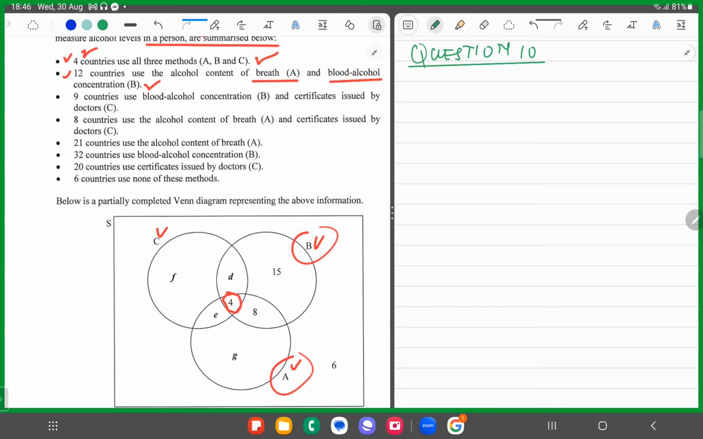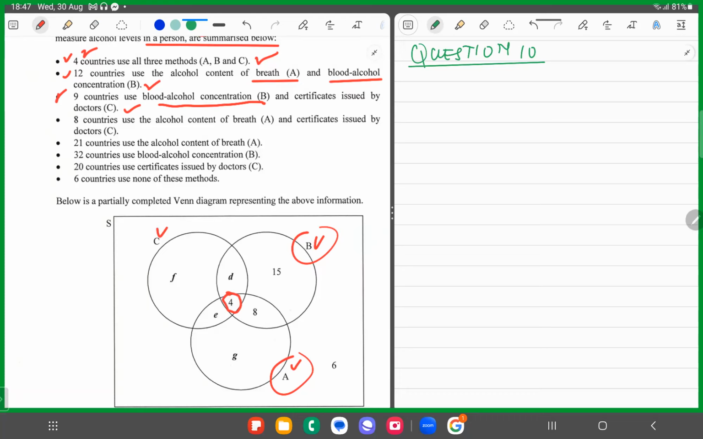So they use the breath, they use those breathalyzers for the traffic authorities. I'm sure you're aware of that. You have heard of that. They are used to determine if somebody is drunk or not, or if they are under the influence of alcohol. 9 countries use blood alcohol concentration B and certificates issued by doctors C.